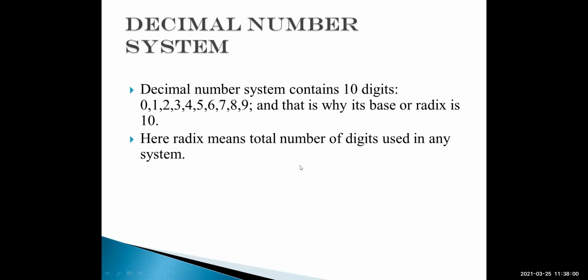So the decimal number system contains 10 digits. I already said, starting from 0, it goes to 1, 2, 3, 4, 5, 6, 7, 8, 9. So the last digit is 9, and the starting is 0. Just count, total 10 digits are available. That is why it's base 10, radix is 10. Here radix means the total number of digits used in any system. So we are using the 10 digits 0 to 9. That means base is 10. Just take a glance.